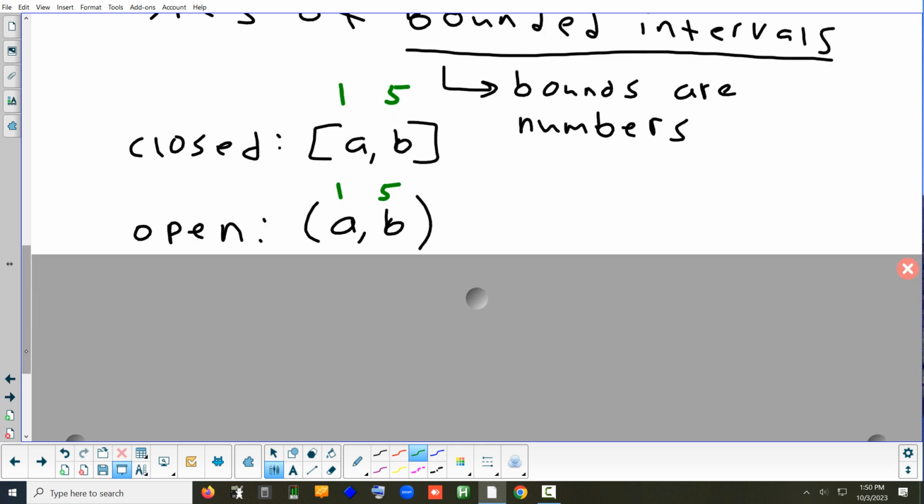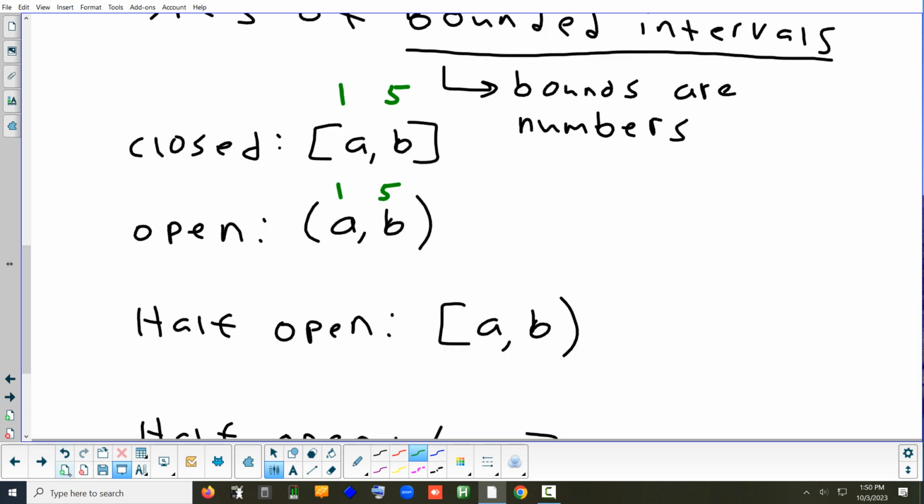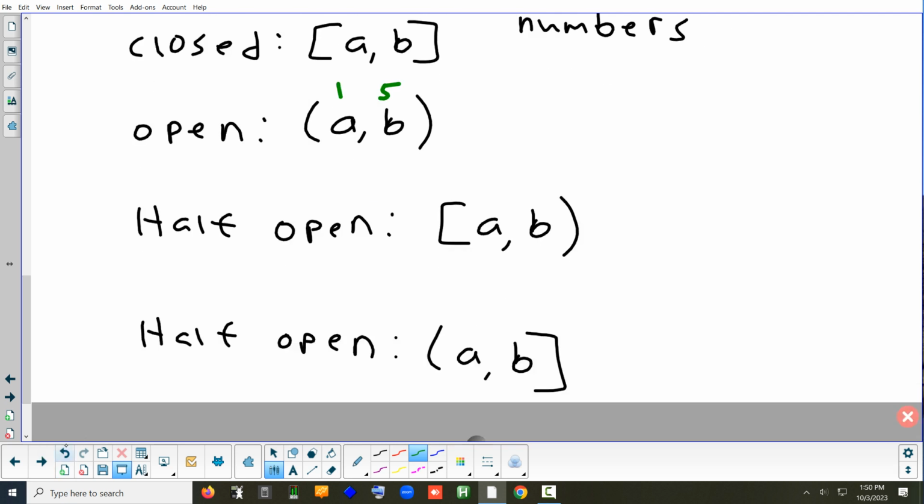The other type of interval, it's just a combination of the 2. It's a half-open interval. You can have an interval that is half open on the right side, or you can have an interval that's half open on the left side. Just depends where you put the parenthesis. Wherever you put the parenthesis, that's the side that we call open. You could also say half closed, but they usually just say half open.